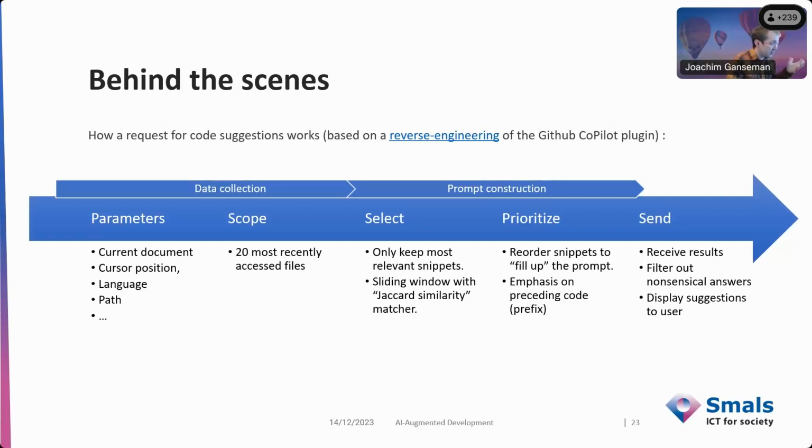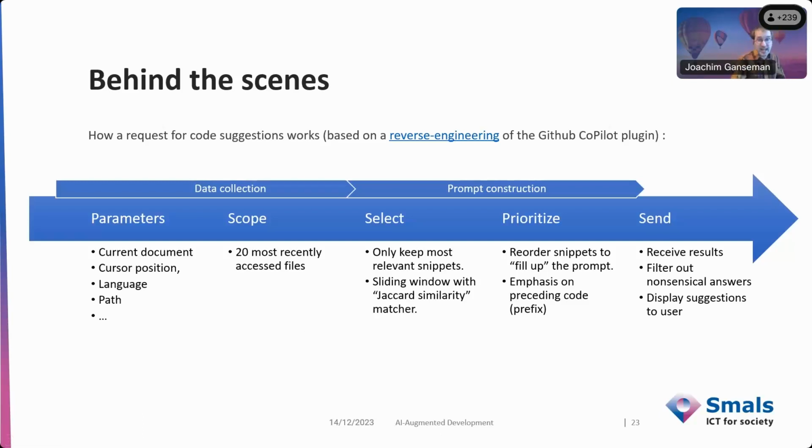To select those snippets that are relevant, it's using a few heuristics. It has been found nowadays that it uses a sliding window with a Jaccard similarity. It's like a string similarity metric to make sure that it, for example, has the declarations of all the variables that might be used in the piece of code that you've selected, and so on. Once it has all the relevant snippets, it's going to reorder these, fill up a prompt, like the instruction that it needs to send to the model, and once that prompt has been constructed, it's going to send it to the model, receive the results.